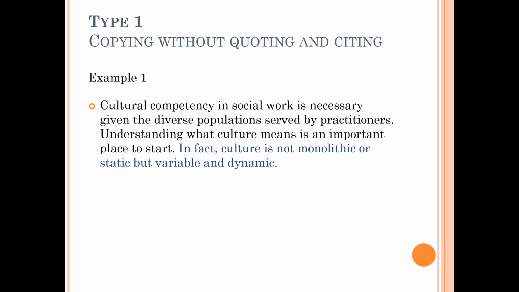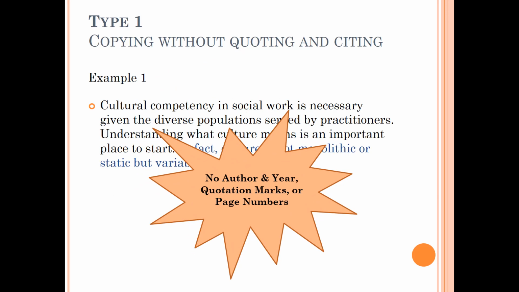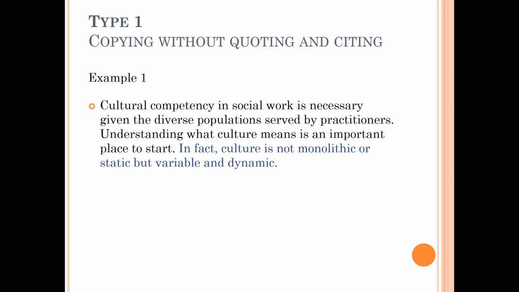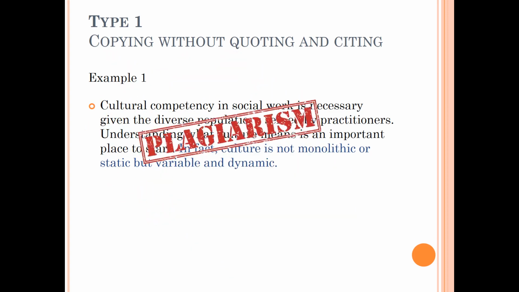So in this case, do you think it would be plagiarism if this was the paragraph that I submitted as my work? And the answer is yes, it's plagiarism. Why? Well, there are no author and year provided, no quotation marks, and no page numbers. This is a direct quote. All of these words were Corbin's. And that's why it's plagiarism.